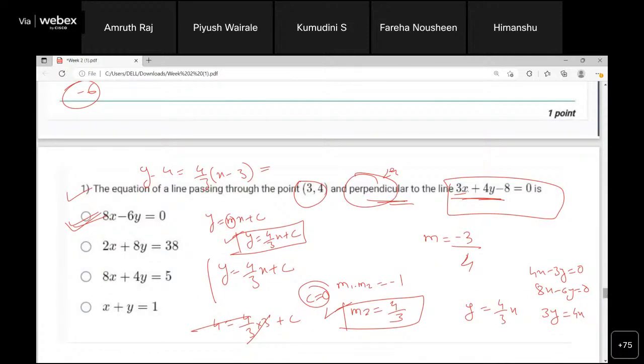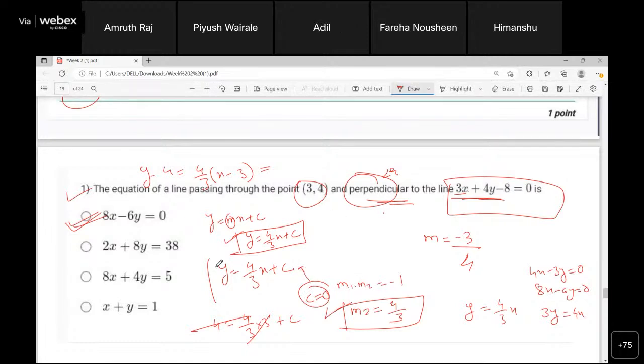Can you explain, after you found c equals 0, how are you getting 4x minus 3y? So c equals 0 is clear. After that, how are we arriving at that equation? Just put c equals 0 in this equation, right? So what I will get is y equals 4 by 3 x only, right?